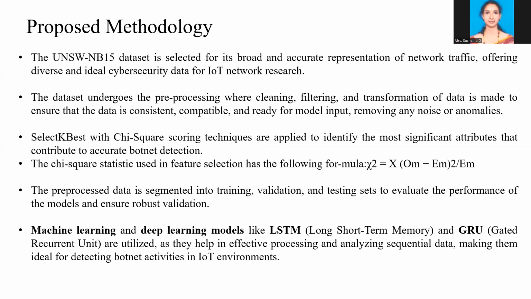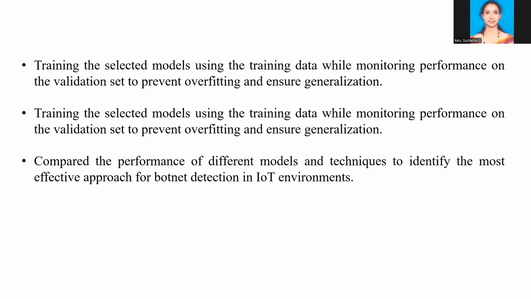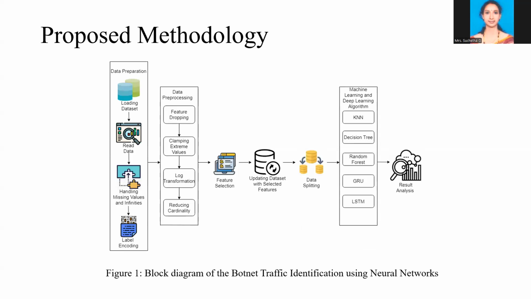The GRU, compared to LSTM, offers a simpler and faster architecture while retaining the ability to capture long-term dependencies. Additionally, we apply SelectKBest feature selection to reduce the dataset's dimensionality using chi-square scoring, ensuring that the most relevant features are used for the training. With this combination, our system aims to achieve high accuracy and low false positives, while being lightweight enough for real-time deployment in resource-constrained IoT environments.